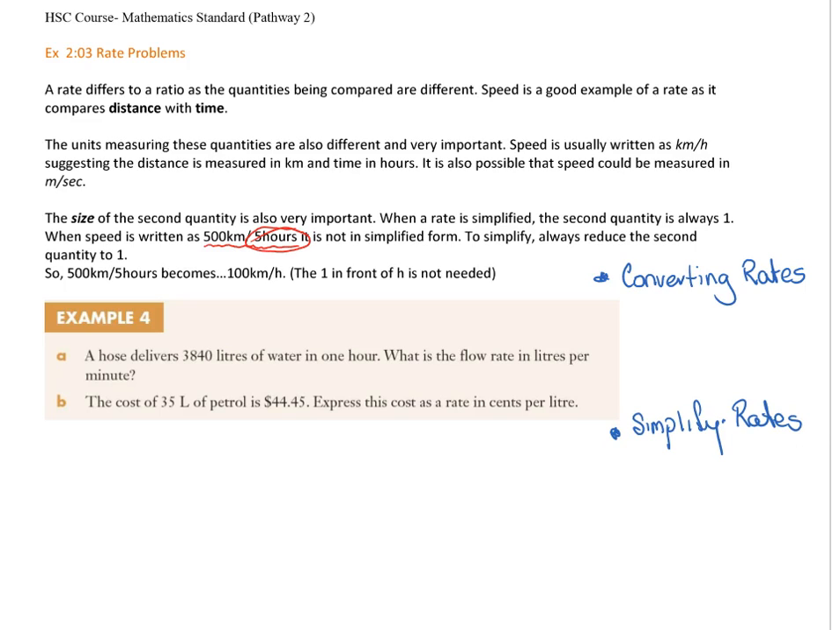A hose delivers 3,840 litres of water in 1 hour. Oh, I quite like that. We can see it's a rate comparing litres and time. I like it because it's got 1 hour. It then says, what is the flow rate in litres per minute? So this is an example of converting rates.